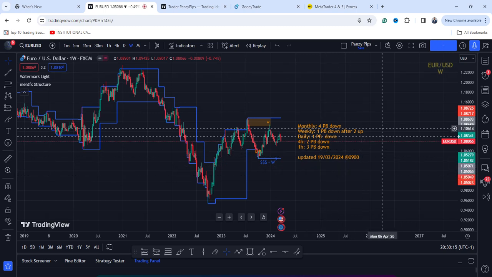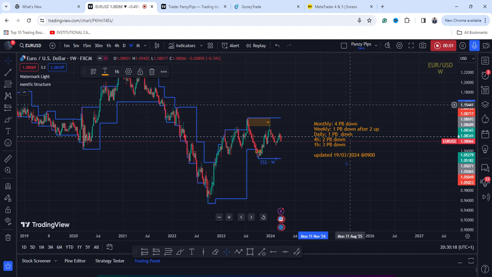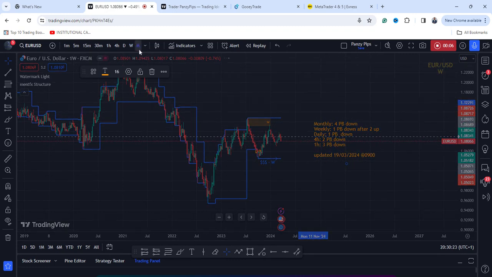All right, guys. So here we go with the Euro US dollar quick top-down analysis. There wouldn't be any time to update this, but we'll just do a quick walkthrough. So let's start with the monthly.